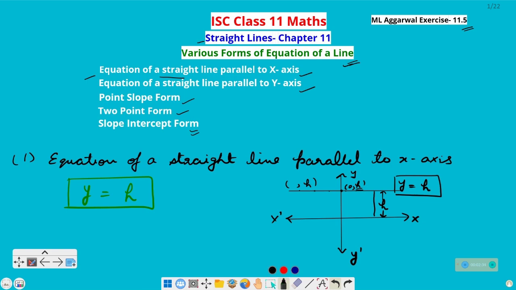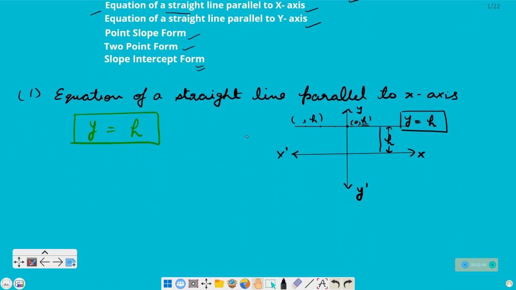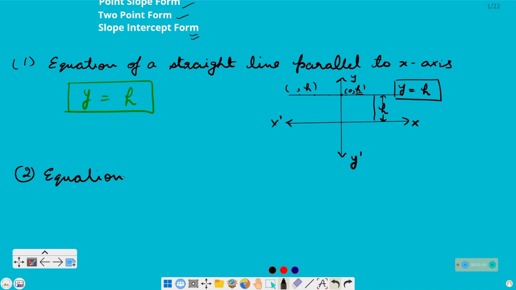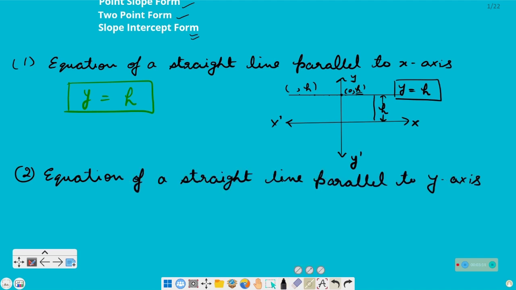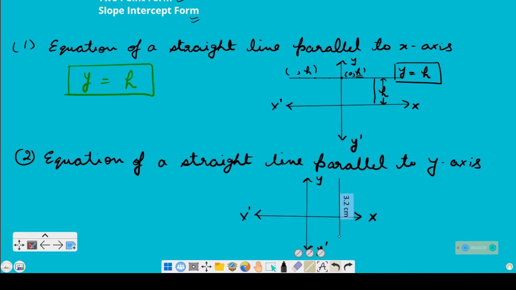Second condition, equation of a straight line parallel to y axis. If a line is parallel to y axis, then what will be its equation? This is the line parallel to y axis, then its distance from y axis will remain same at every point. Let its distance is k.